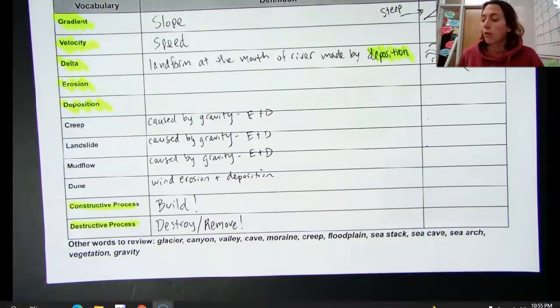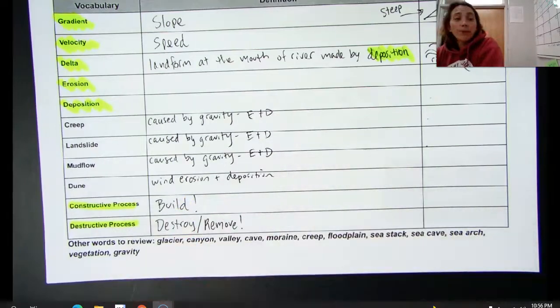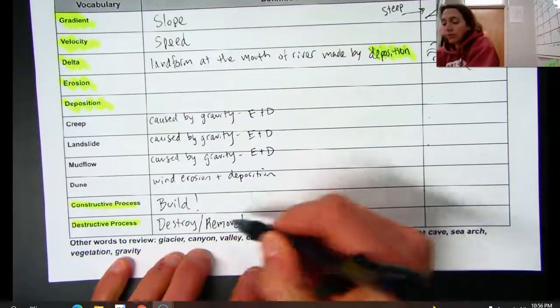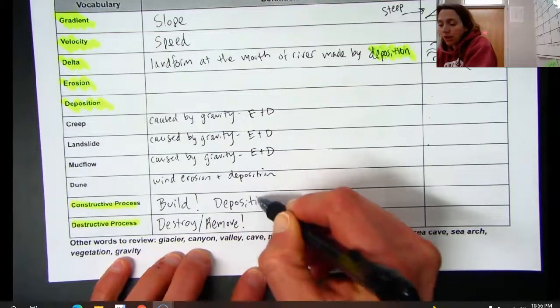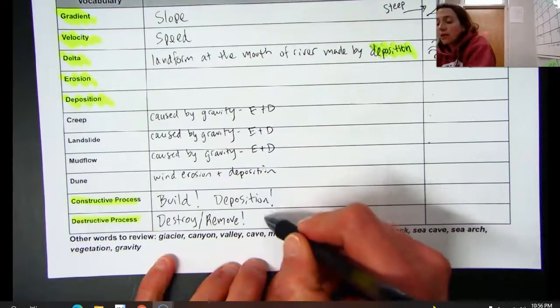Okay, pause the video and I want you to write the words where you think they belong. Which one, where should you write erosion? Where should you write deposition? We did this on a big Venn diagram last week if you were here. If not, this is where you're going to get that information. So pause, come on back. Okay, you're back. Did you pause? Doesn't matter. All right, build. Which process builds? If you said deposition, you are correct. Destroy, remove. That's going to be erosion.